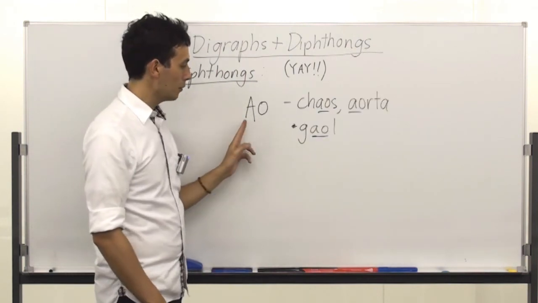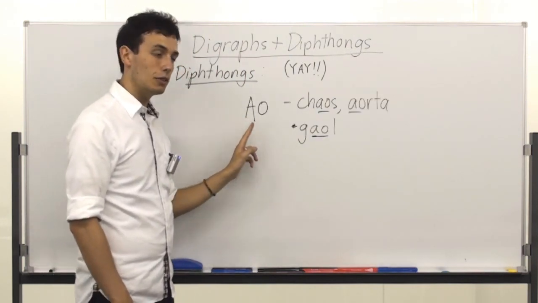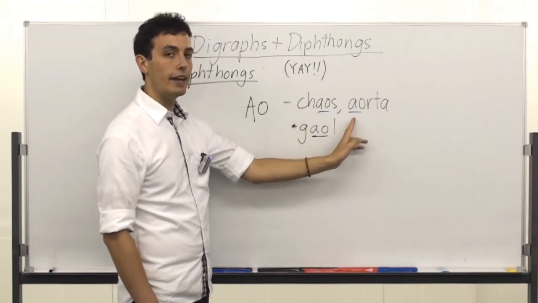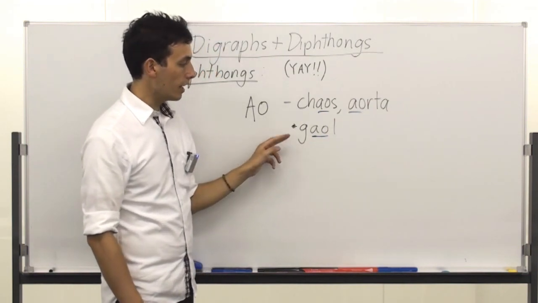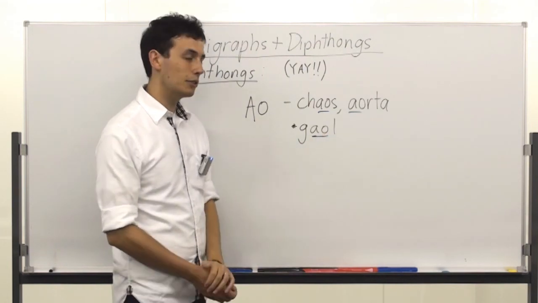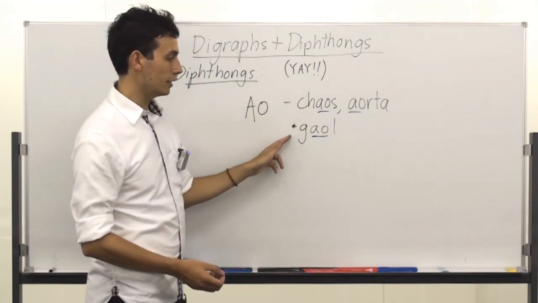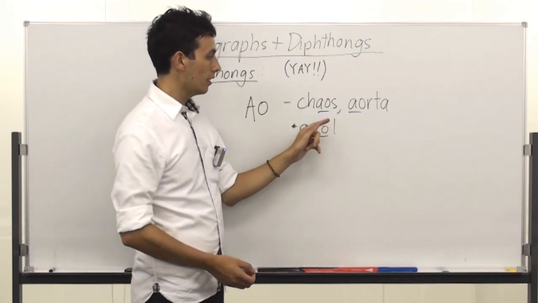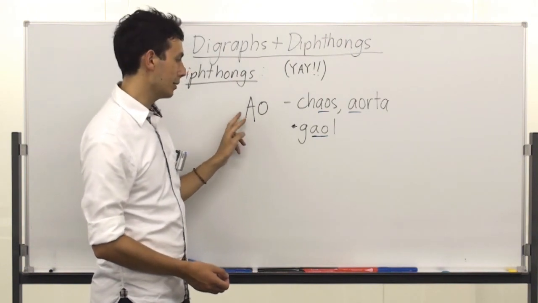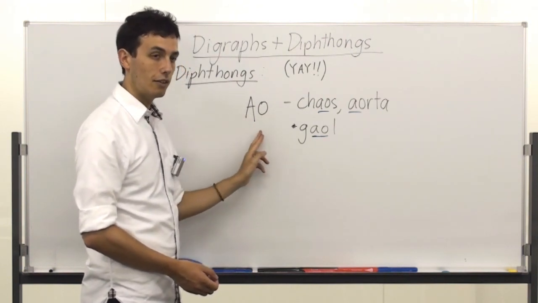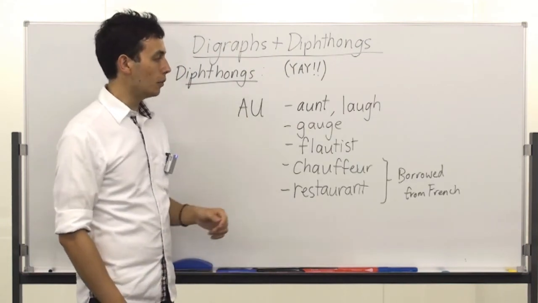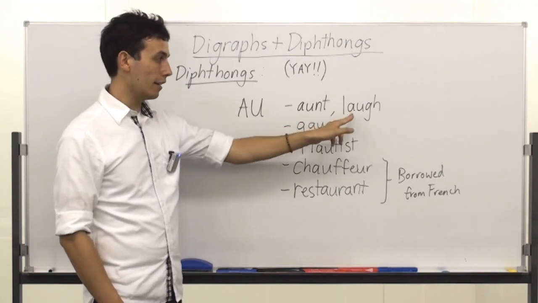For AO, we move from the long A sound to the short O sound, AO, as in chaos or aorta. Here we have jail. This isn't pronounced as strongly. It's more like a schwa. So this is the English word, jail. Okay, so you'll notice for these, we actually technically have 3 sounds because A-E-O, A-E-O. But still, diphthong.